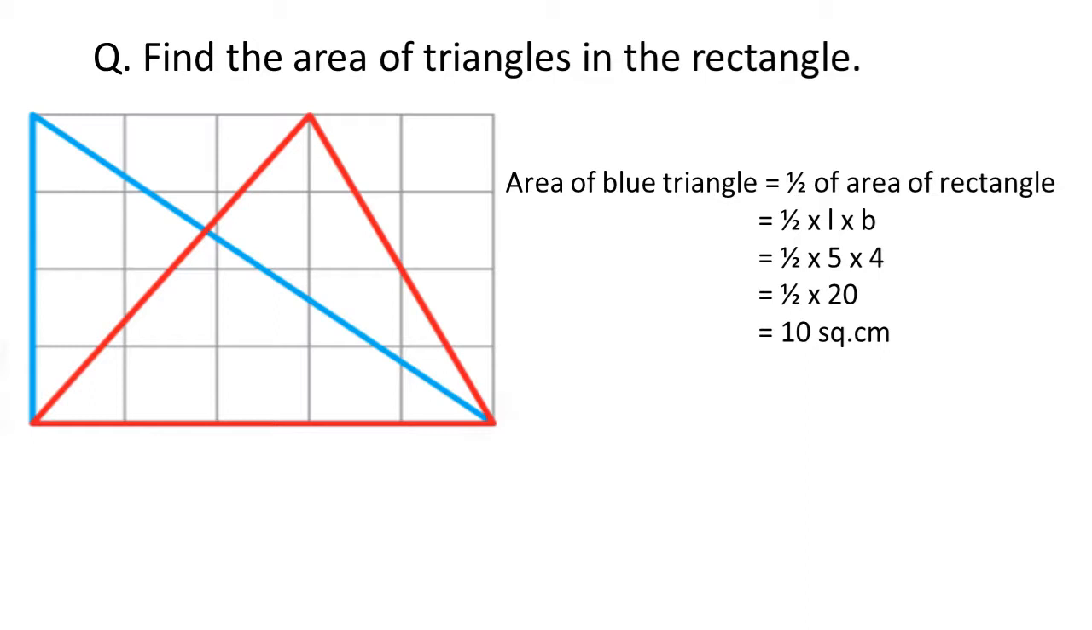Count the number of squares. How many are there? 5. And count the number of squares on the breadth side. 4. So 5 into 4. Half into 5 into 4 is equal to half into 20. 5 4s are 20, right? So half multiplied by 20 is equal to 10 square centimeter. So 10 square centimeter is the area of blue triangle. And the area of this rectangle is 20 square centimeter, and area of blue triangle is 10 square centimeter. Now let us find out the area of red triangle.